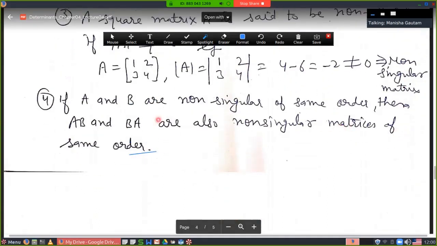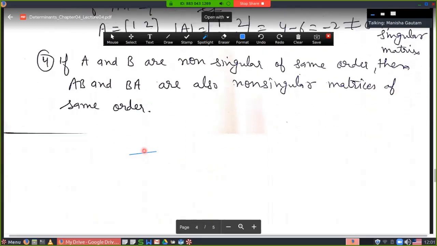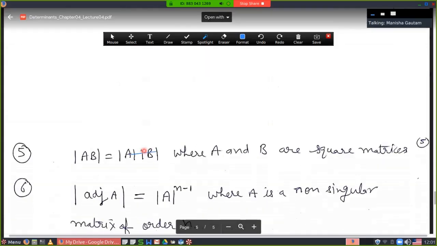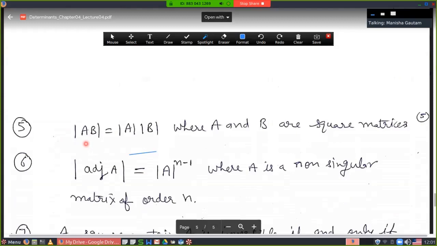Now the fourth property: if A and B are non-singular matrices of the same order, then AB and BA are also non-singular matrices of the same order. It means when you multiply A and B, or B and A, you will get a non-singular matrix of the same order. Next, the determinant of the product AB is equal to the determinant of A multiplied by the determinant of B, where A and B are square matrices. This is a condition along with this.